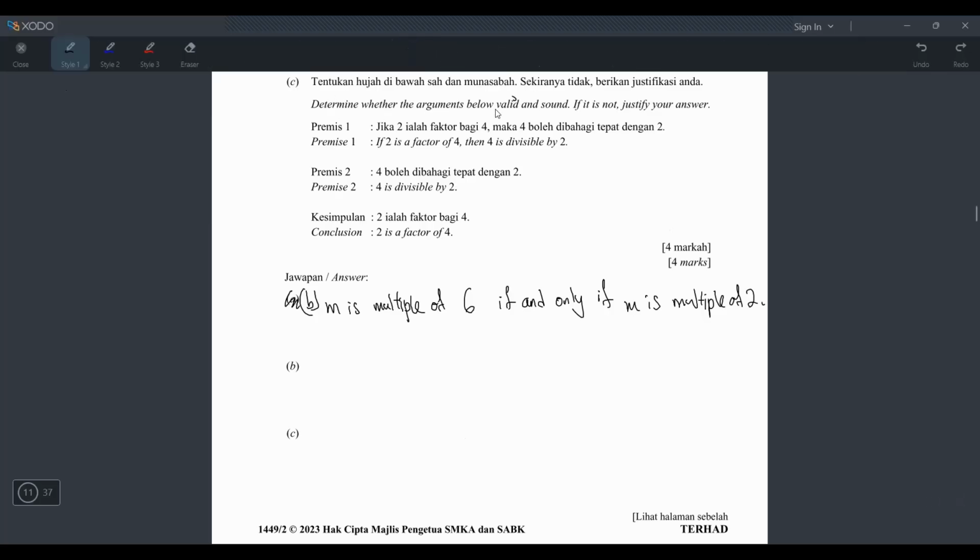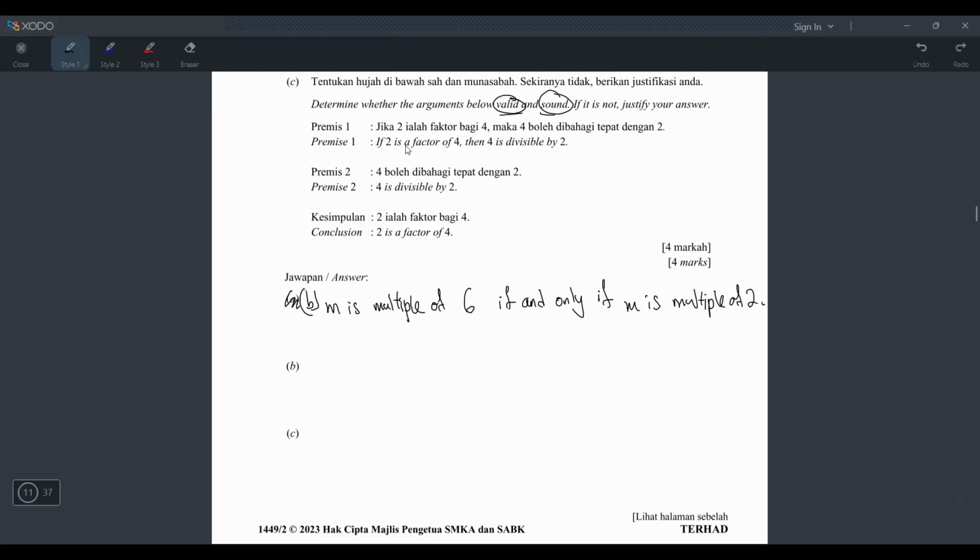Determine whether the arguments below are valid and sound. If it is not, justify your answer. For a deductive argument, they will always ask you to determine valid and sound. But for inductive, you need to determine strong or weak, cogent or not cogent. This one, we don't write that. We just want to know valid and sound, because this is deductive.